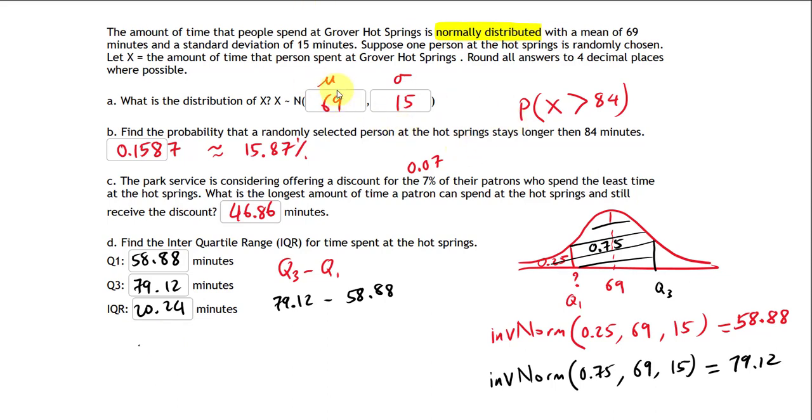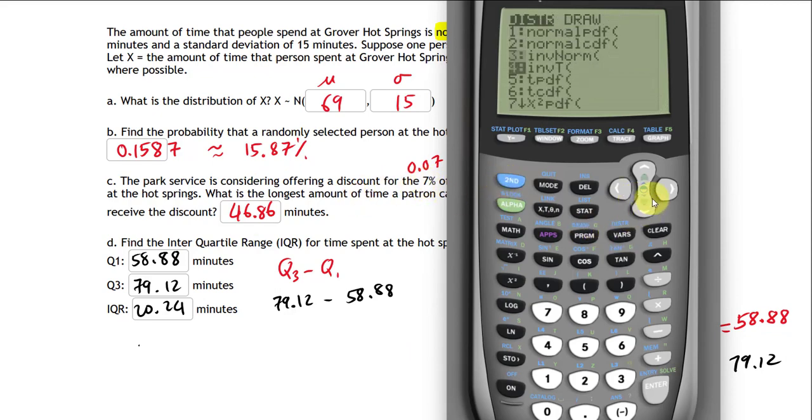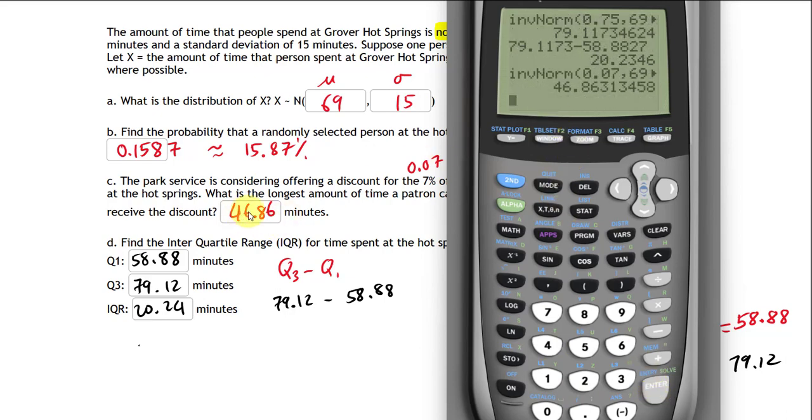And one last thing is, don't forget that the problem asks you to round all the answers to 4 decimal places. So at this step here, we should have rounded to 4 decimal places. So I can quickly show you that here again. This is 0.07. So instead of writing only 2 decimal places, you can have 4 decimal places. So 46.86, and then you can include 31 to make it 4 decimal places. And then you can do the same thing here, and keep it at 4 decimal places because the problem wants that.